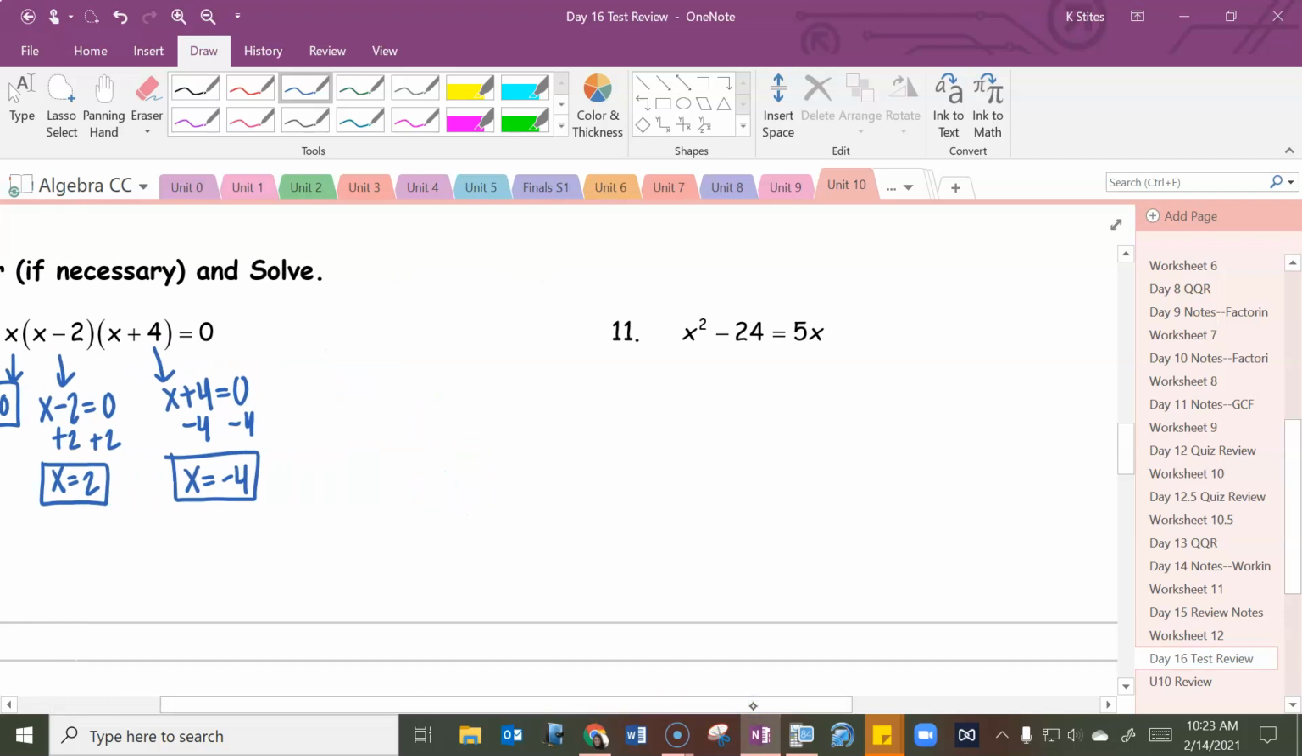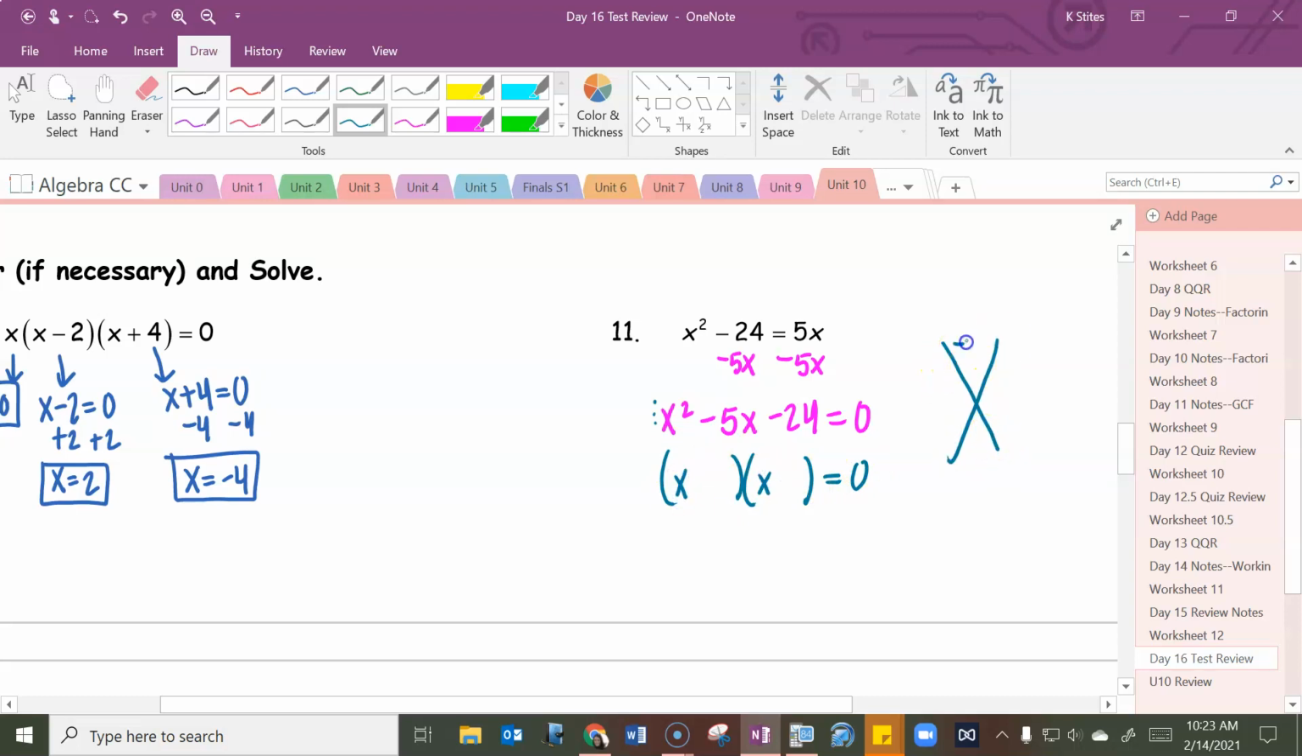Now in number 11, you don't have an equals 0, you have an equals 5x, so we are going to have to move that 5x over. Because it has the x, it's going to go in the middle. Okay, so now that this is in standard form, we can determine whether we have a GCF or not. It's just a 1 in front, so I'm going to go straight to my box problem.